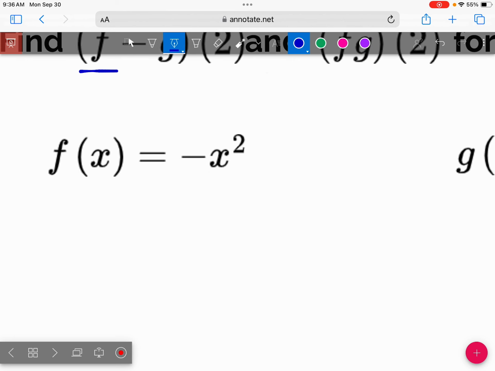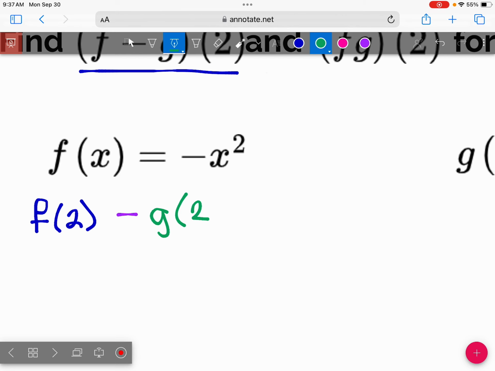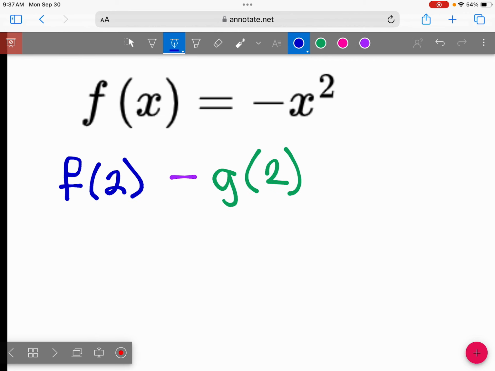So we are asked to find f minus g of 2. What that tells me is we need to do f of 2, and we're going to subtract g of 2. You can either set it up as f of x minus g of x and do the whole thing and simplify it, or we can just evaluate it there. Because what is f of 2 going to equal?